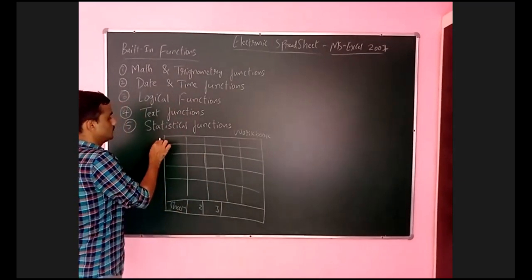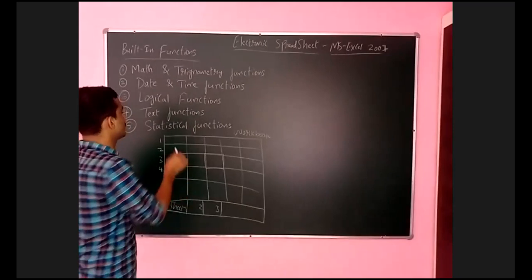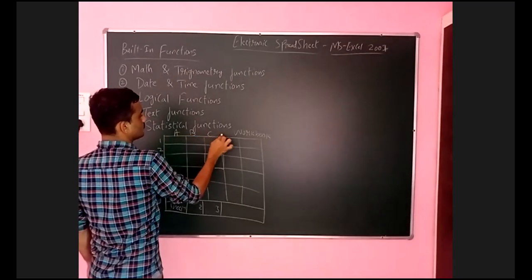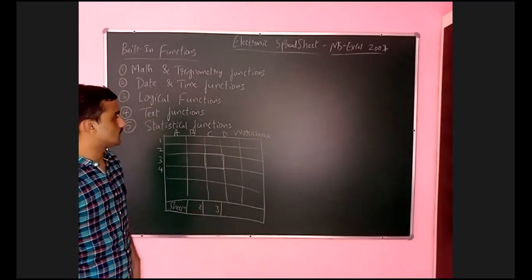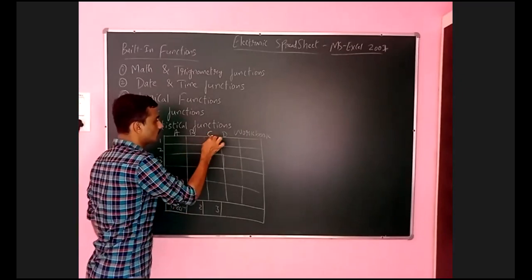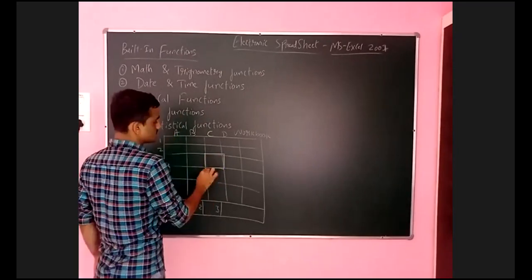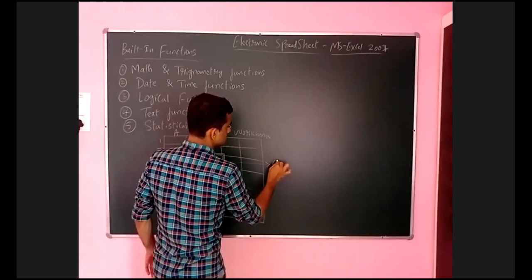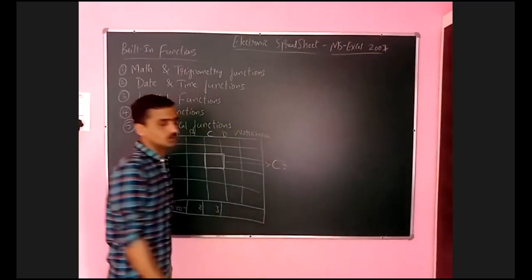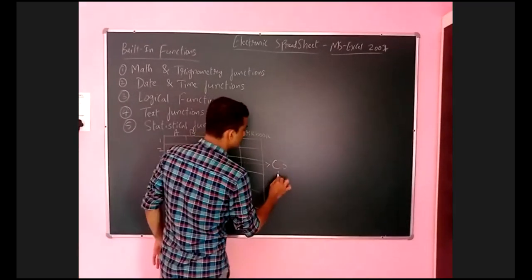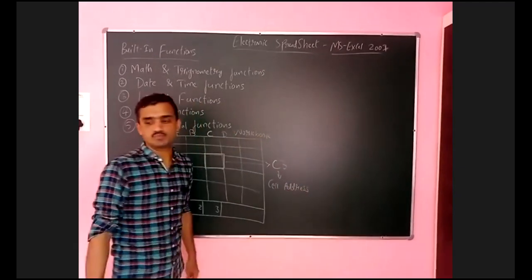We know rows are numbered, that is 1, 2, 3, 4 and so on. Columns are named with alphabets, A, B, C, D. If I want to refer to any particular cell, I have to consider the column name plus the row number. See here, I have marked this one. It can be referred to by C, where C is the column name, and 3 is the row number. So it is referred to as C3. This is called a cell address.